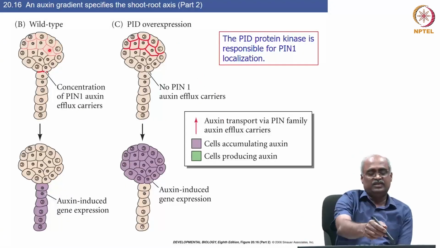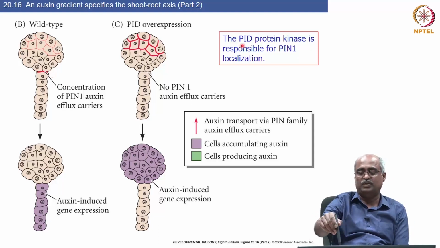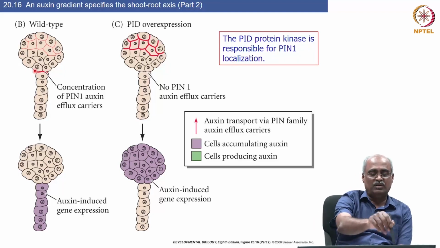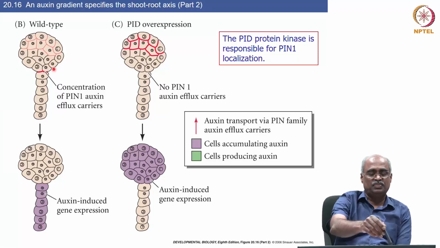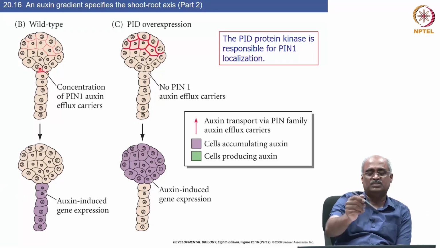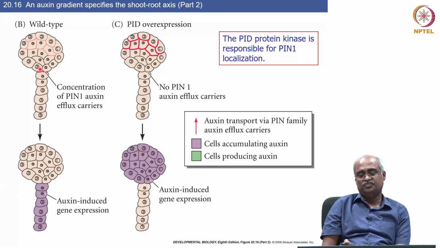So here, for example, in this wild type, based on this kinase, PID kinase, sorry, I said PID1, it is actually PIN1 and it is just simply PID. So the PID protein kinase is responsible for the normal PIN1 localization. Based on the difference in expression of these two, PIN1 gets highly concentrated here, and as a result auxin flows to this, and that auxin is responsible for setting up the place where the shoot is going to develop.